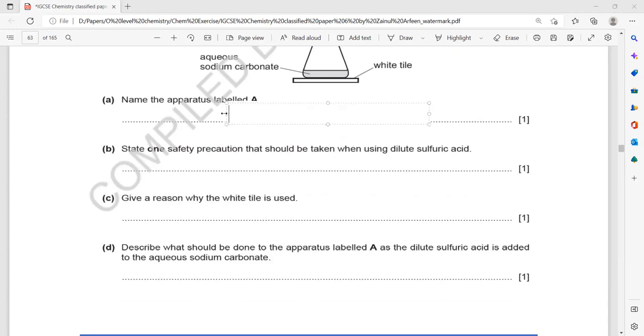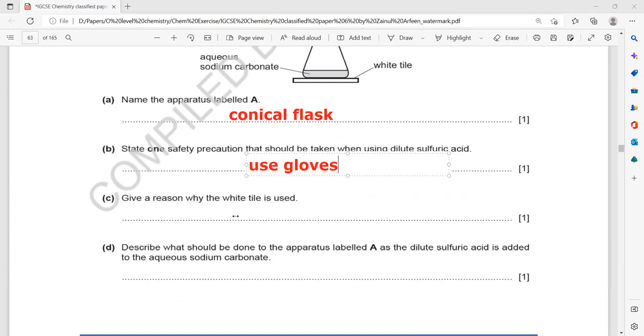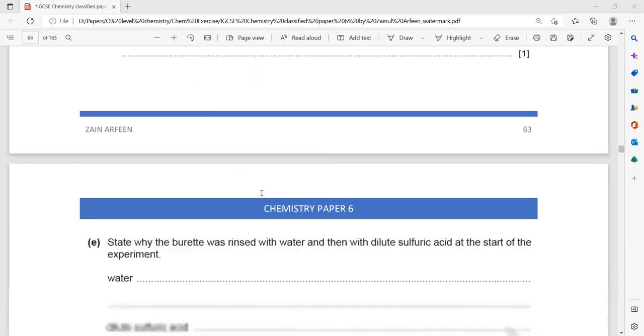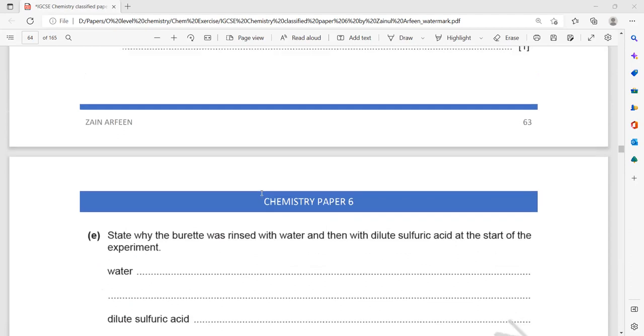So the apparatus is a conical flask. Safety precaution: use gloves and goggles. Reason for white tile: to observe the colour change easily. What should we do? We should swirl or shake the mixture, shake the conical flask so that the two substances can easily mix with each other. Conical flasks are more convenient for shaking the mixture than beakers.